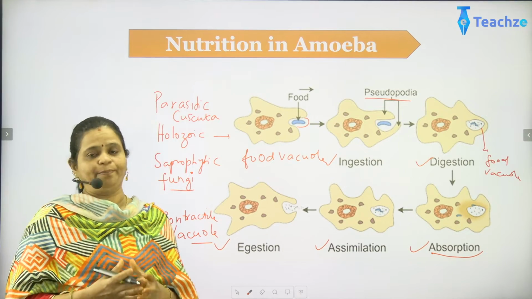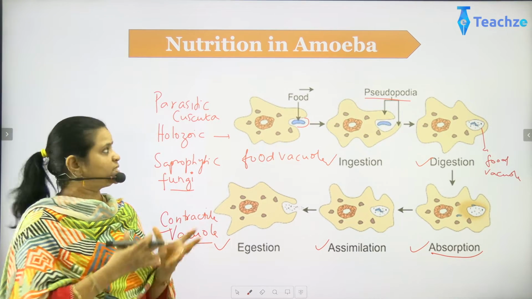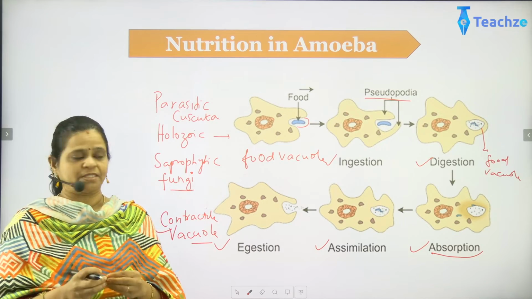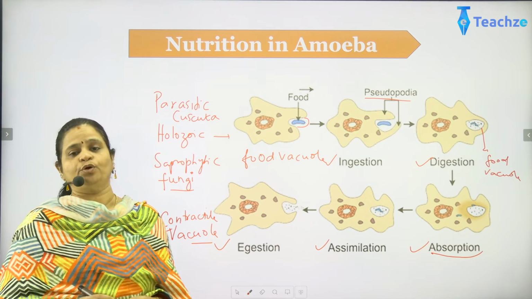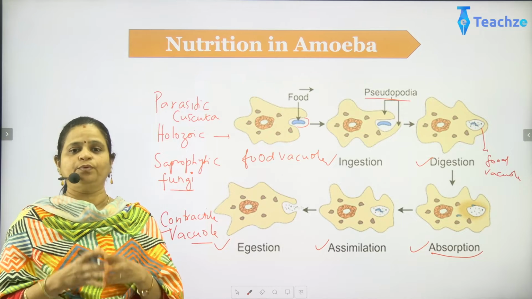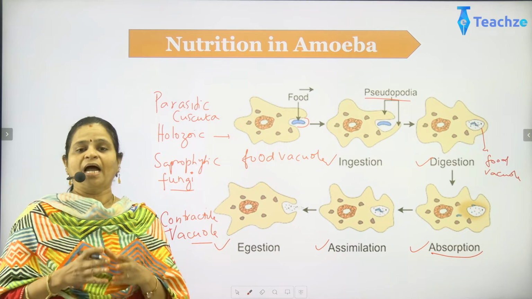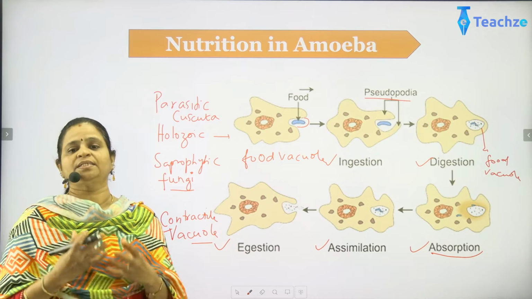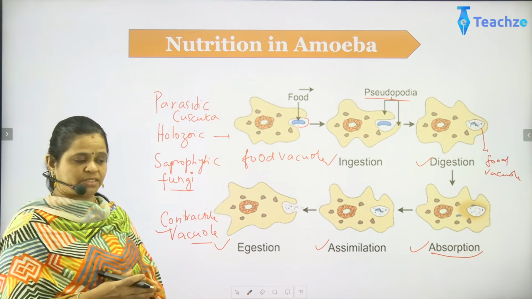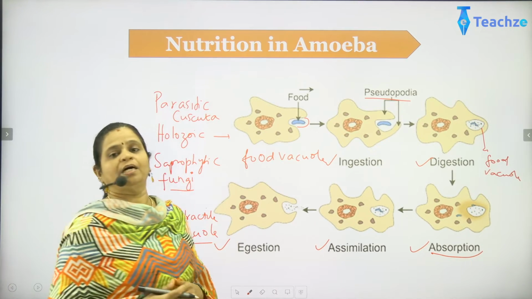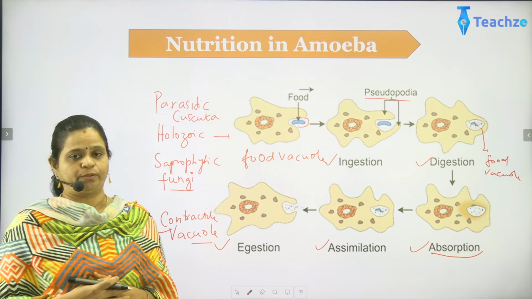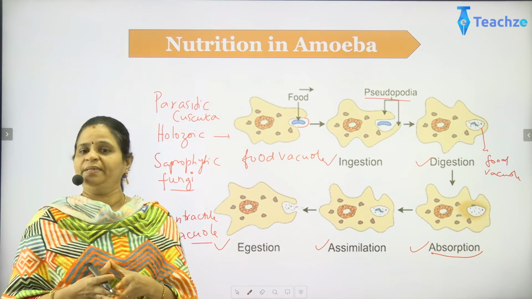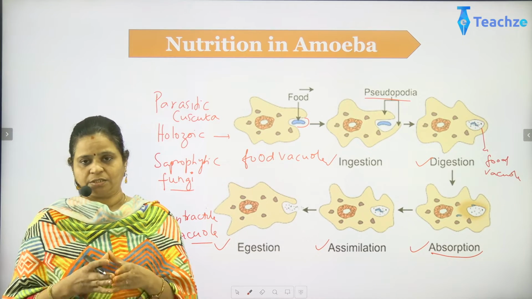So the entire process we are looking at, this holozoic mode of nutrition, is done in 5 steps, and in amoeba it is based on only 2 vacuoles, the food vacuole and the contractile vacuole. For this, the pseudopodia will be a mechanism. Once the contractile vacuole is pushed to the outside, the pseudopodia are withdrawn and it goes back to its normal shape. To understand, we all know that amoeba doesn't have any particular shape.